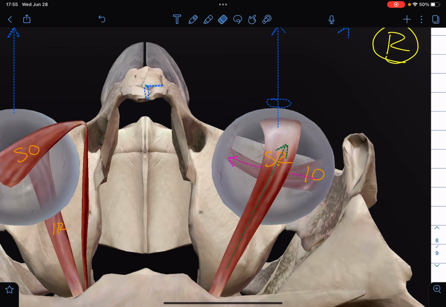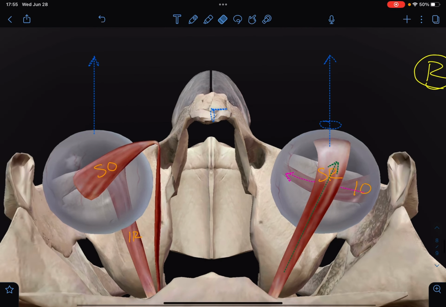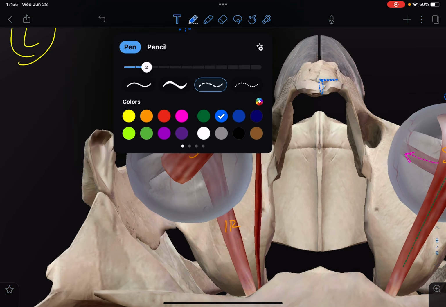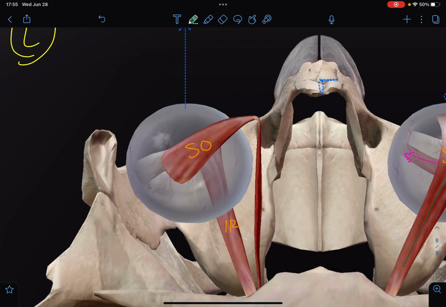When we go to the other side, we see the same thing. So if we move to this other side and redraw our planes here, we're going to do one in green for our superior oblique. So our superior oblique is in this plane here. And then if we go to our inferior rectus, it is going to be in this plane here. It's going to be pulling back that way.